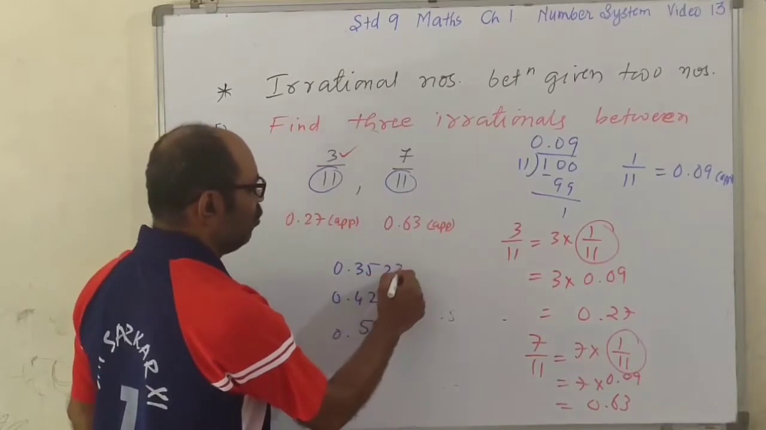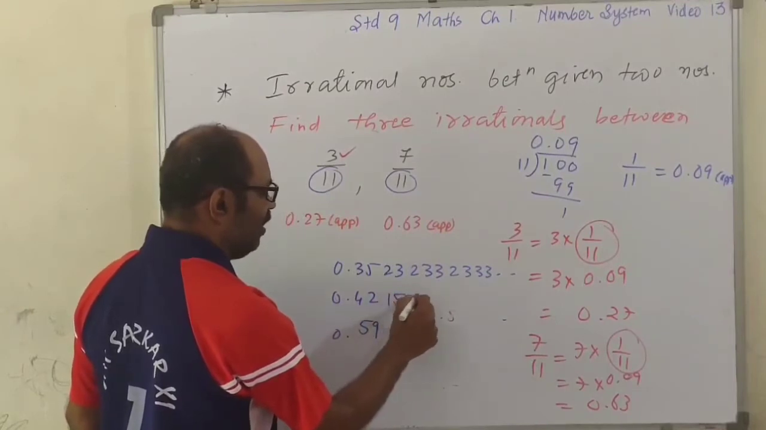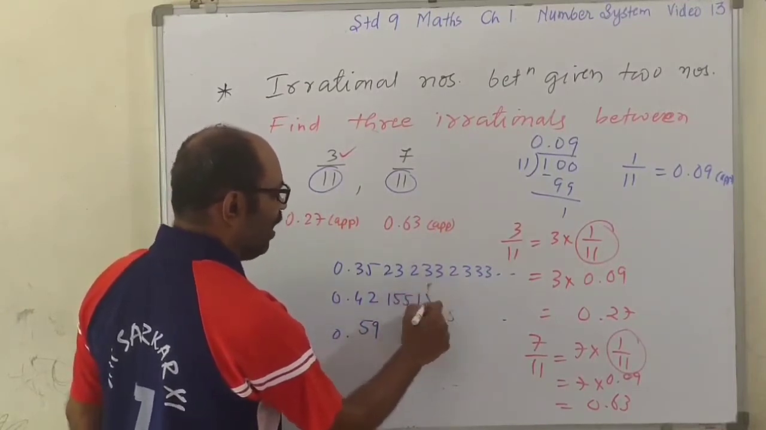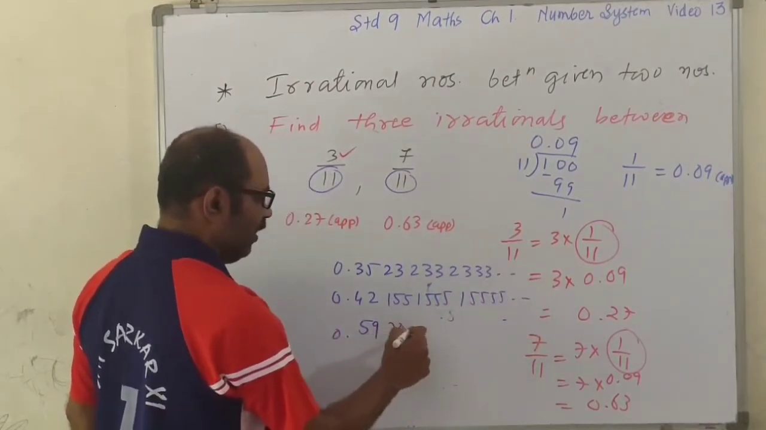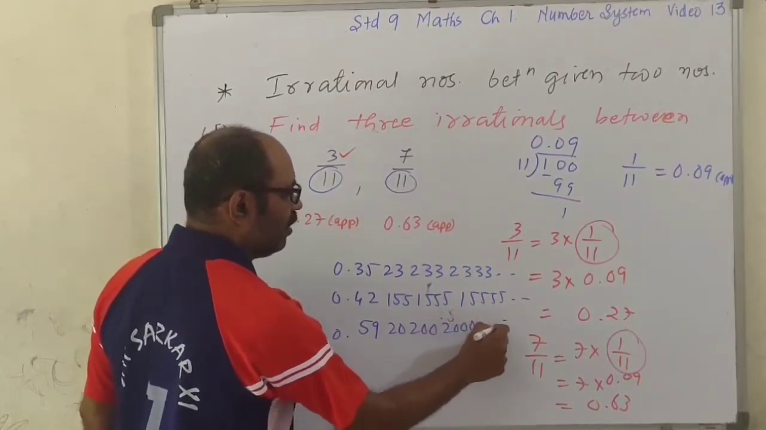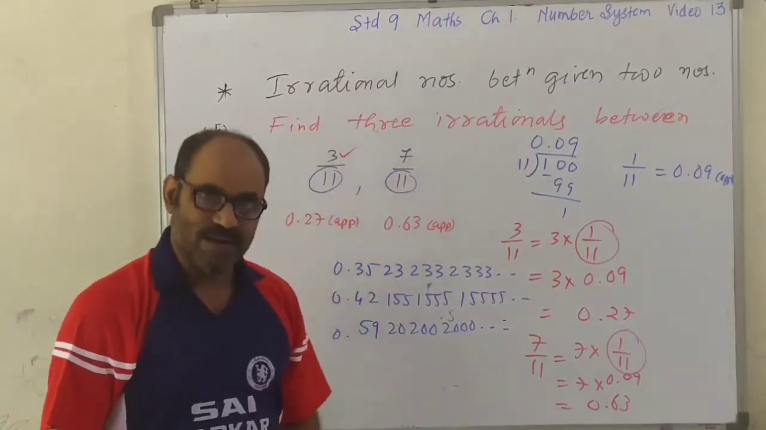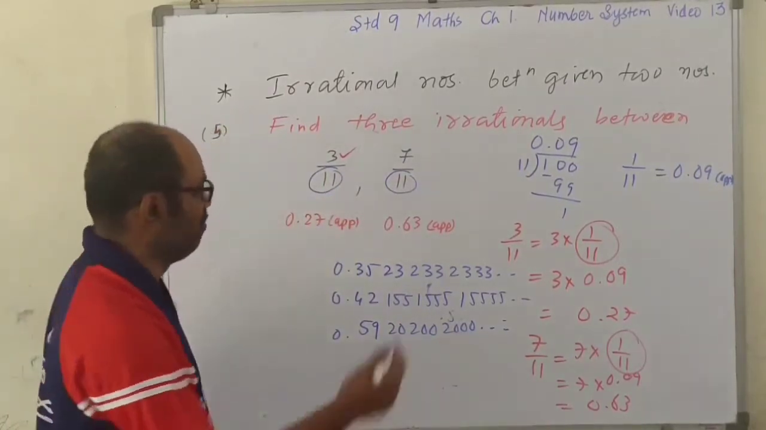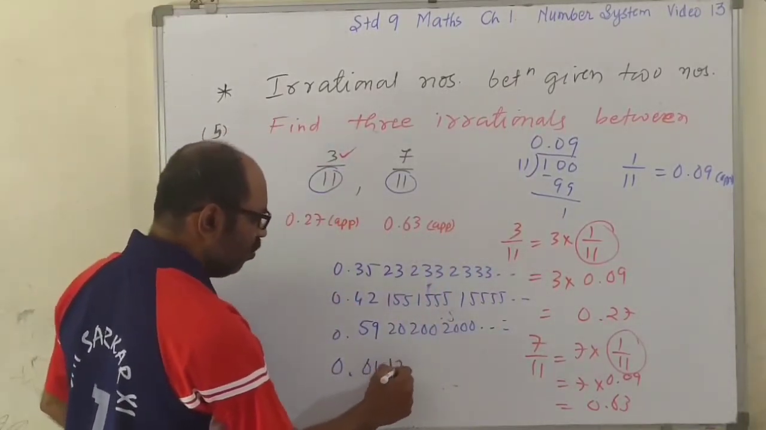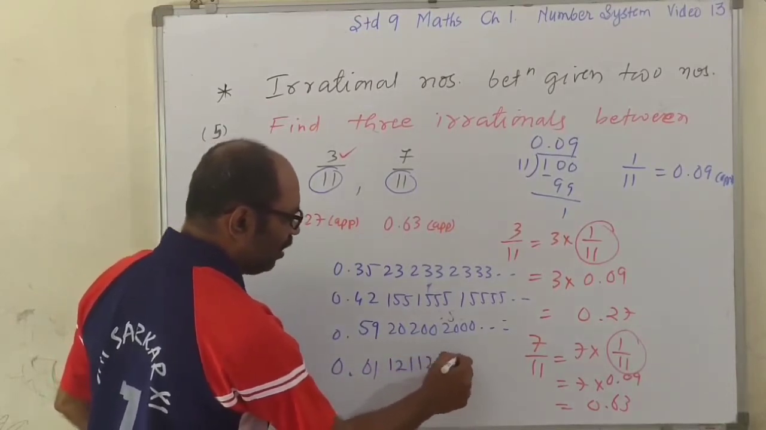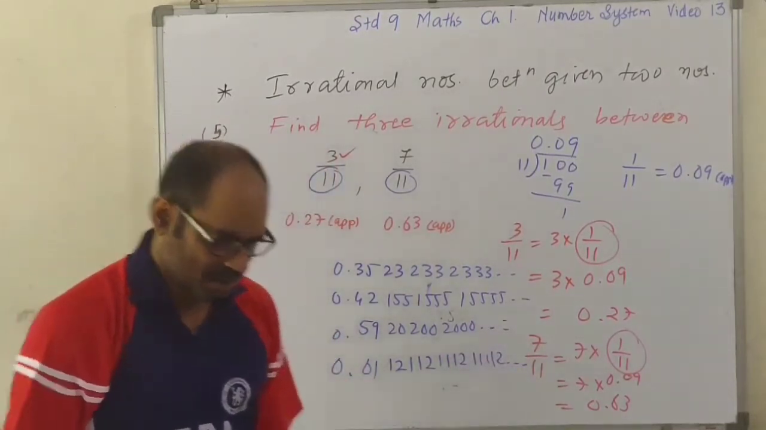Now as usual, 2, 3, 2, double 3, 2, triple 3, dot dot dot. 1, 5, 1, 1, 5, 5, 1, 1, 1, 5, 5, 5, dot dot dot. 2, 0, 2, double 0, 2, triple 0, dot dot. So these are irrational numbers between 3 upon 7 and 7 upon 11. If you are asked to write 4, you may write one more: 0.61, 1, 2, 1, 1, 2, 1, 1, 1, 2, dot dot dot. These are irrational numbers between them.